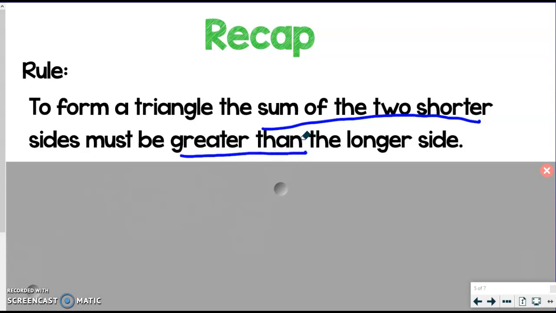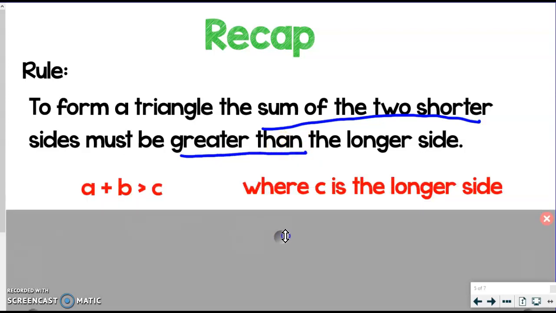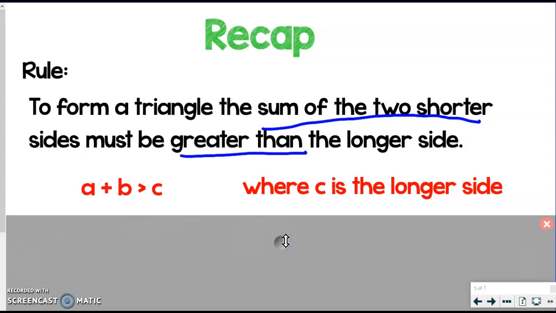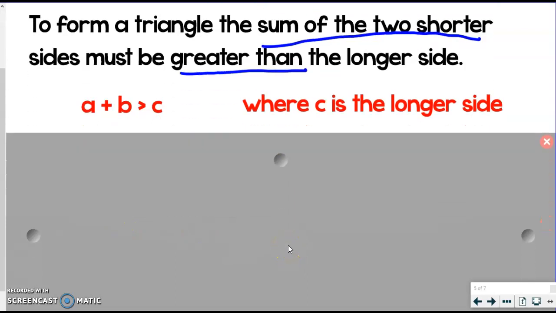Now it's hard to understand that with these rules, so I'm going to give you some variables first, then I will give you some number examples. So what we're saying is if A and B are the two shorter sides, the smaller numbers, and we add those together and they're bigger than C, meaning that C is the longer side, then it will make a triangle. Let's look at two examples because I know when you see all the words and the letters, it's hard to understand. I totally get it.